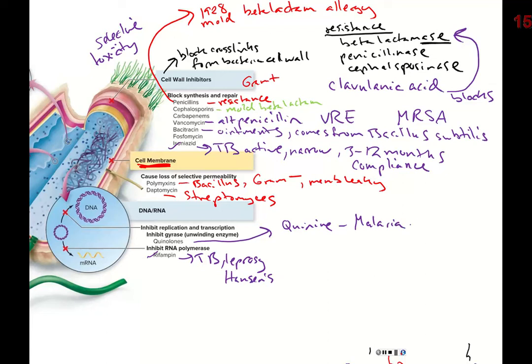And malaria is not a bacteria, it's a protozoan. So we'll talk about antiprotozoans more later, but since it's here, I'm just going to bring it up. So malaria, treated traditionally by quinine, and then there are some synthetic versions, chloroquine and primaquine. These are used to treat both active malaria and also can be used as a prophylaxis.